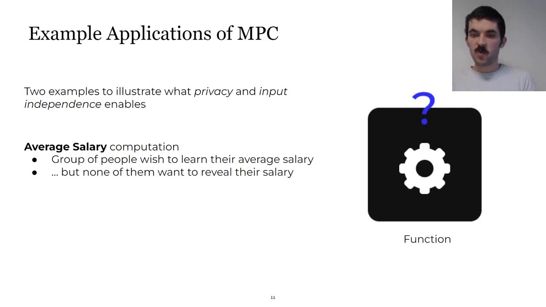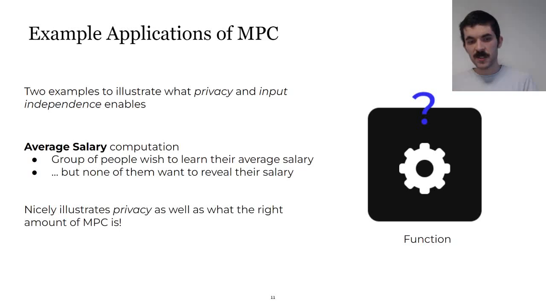People input what they earn. The computation computes an average. We do this inside MPC because nobody wants to announce to the whole world, or at least to their coworkers, exactly what they earn, but they still want to get an idea of what people earn in this company on average. So this illustrates very nicely what privacy is. But it can also be used to illustrate places where you can look for optimizations, and how you can look for these optimizations. Put differently, it also illustrates what the right amount of MPC could be in this particular computation.